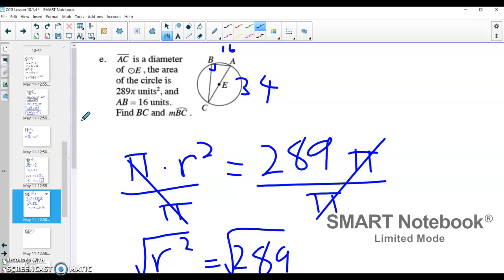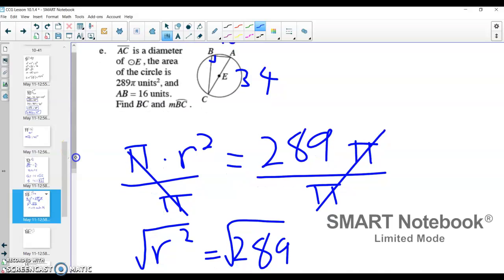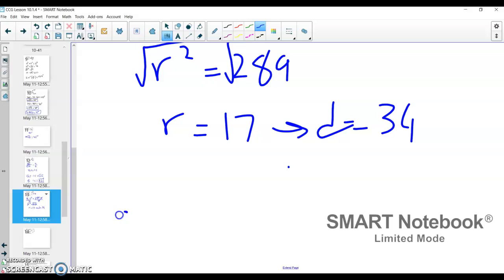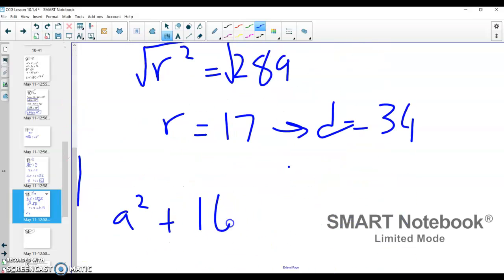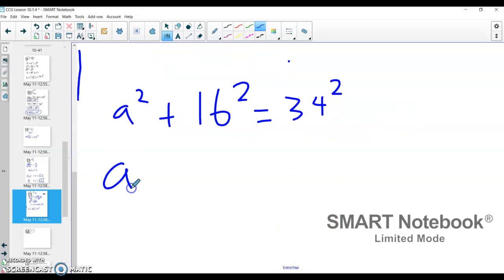All right, now I have a right triangle. I know 2 of the sides. I can find the third side by using the Pythagorean theorem. So I get a squared from the leg that I don't know, plus b squared. b squared is the other leg, and the other leg is 16, so plus 16 squared equals my hypotenuse squared, which is 34 squared. I've got to grab my calculator quick.